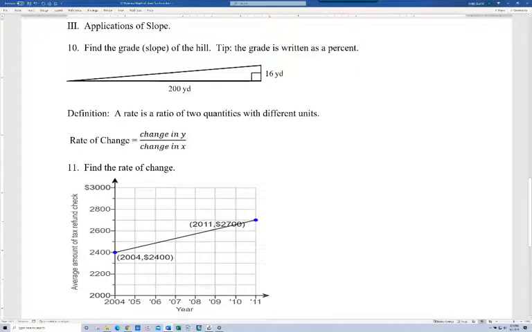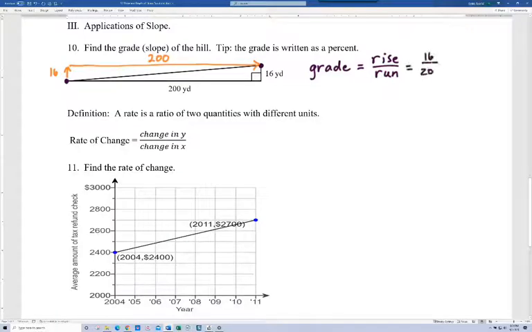All right, so our grade is its slope, or rise over run. And so here we've got 2 points, one at the bottom of the hill and one at the top. And so notice we're going to actually rise 16 yards, or 16, and run 200. And so it's going to be 16 over 200, which is 8 hundredths. And if you change that to a percent, we move that decimal 2 to the right and put a percent symbol in, we get 8%.